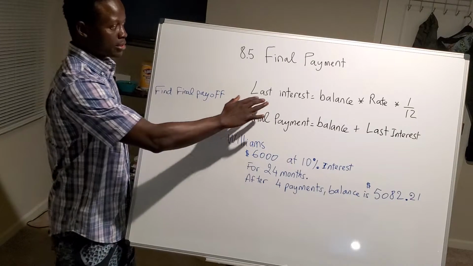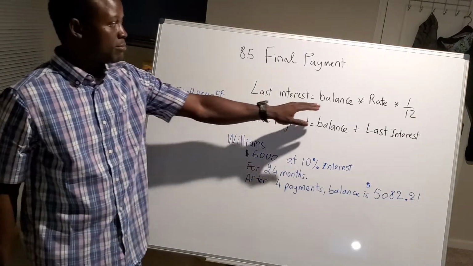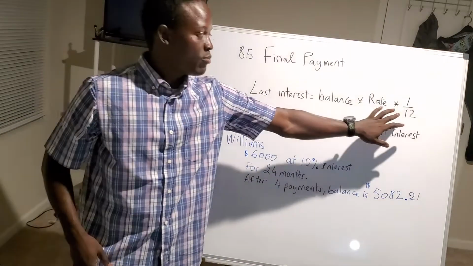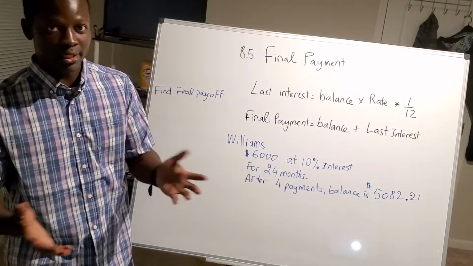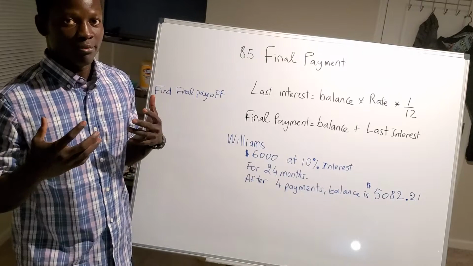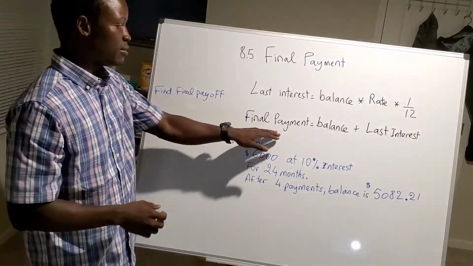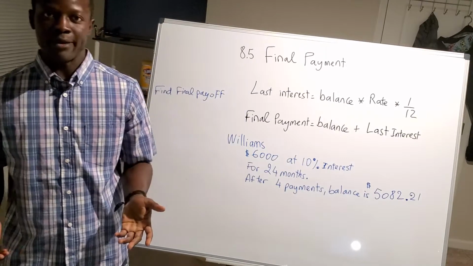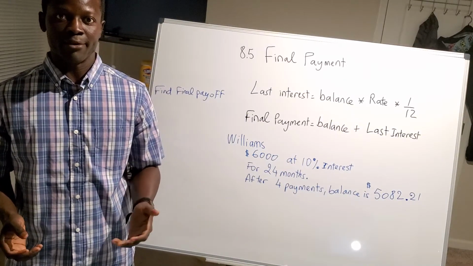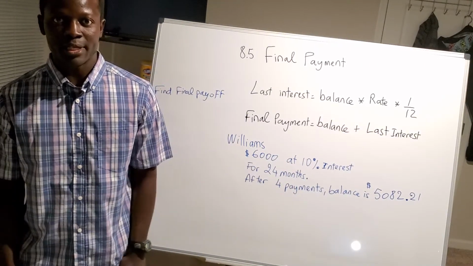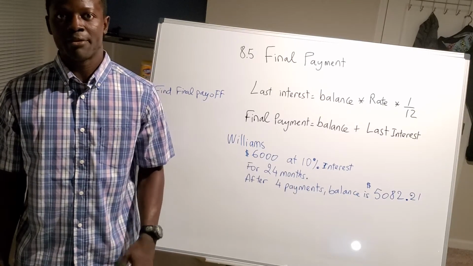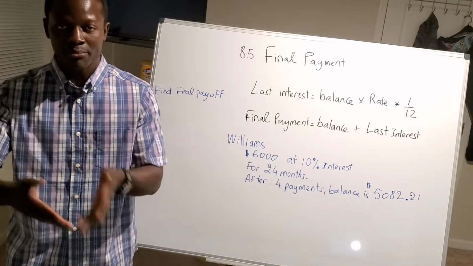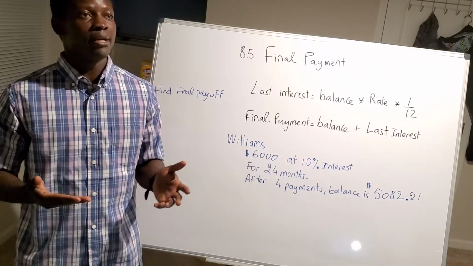So let's focus on this. The formula is last interest equals balance times rate in decimal times 1/12. Like we said, 1/12 is just for 1 month. So the final payment would be the balance plus the last interest. Because if I owe $5,000, the bank is not gonna tell me, just pay me $5,000. No, they're gonna do the interest on the 5,000, and then 5,000 plus that would be the final payment.